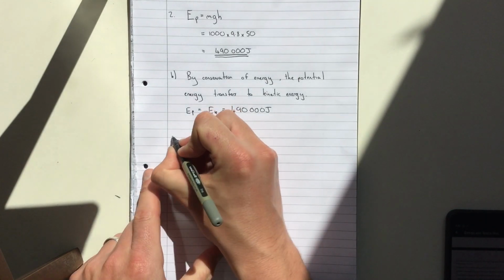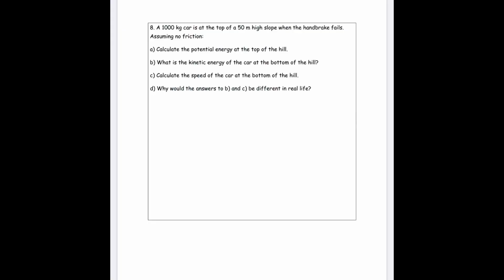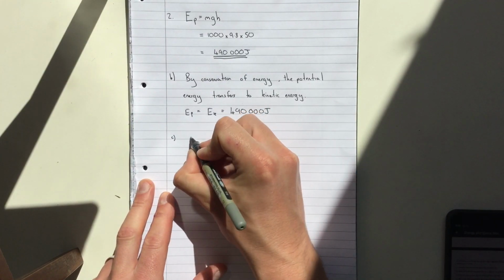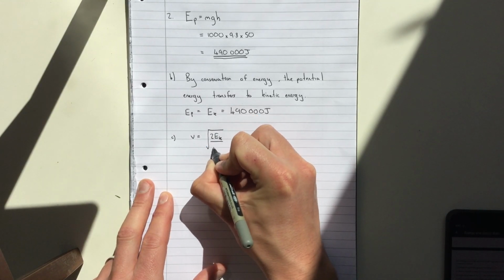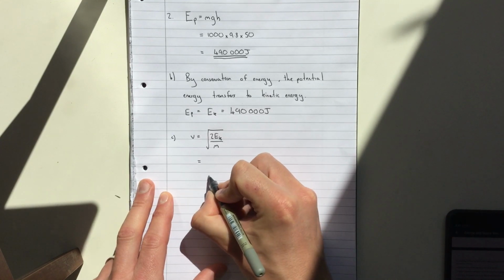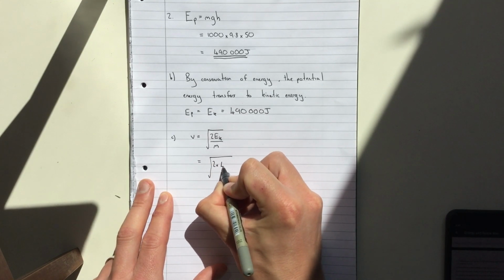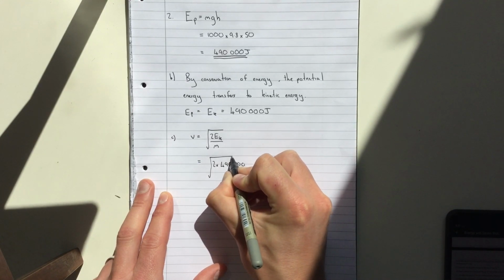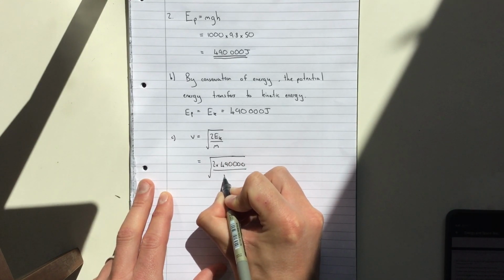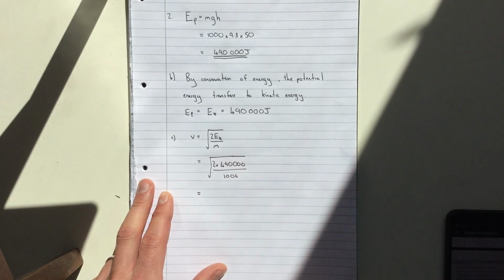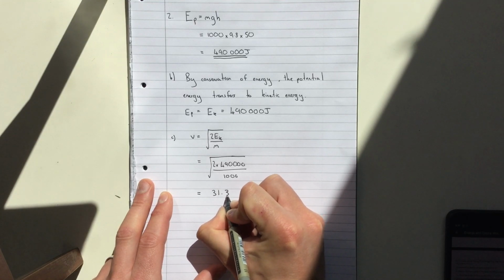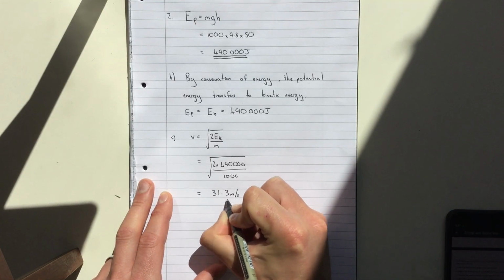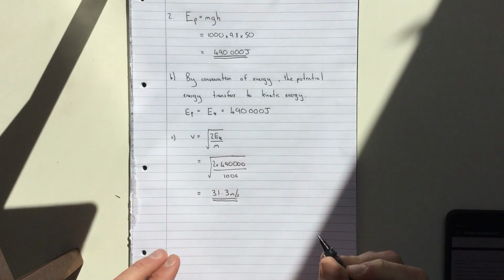Alright, so we know that the kinetic energy is now the same as the potential energy, so we're going to use that for question C, which is calculate the speed of the car at the bottom of the hill. So we know just from last time, I'm just going to do this equation straight up, and it's 2EK divided by m. So we now know that it's 2 times 490,000 divided by the mass, which was 1,000. So when we do that, we get a speed of 31.3 meters per second, which is our speed.